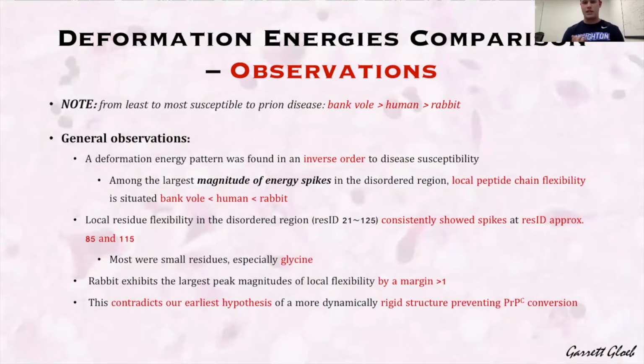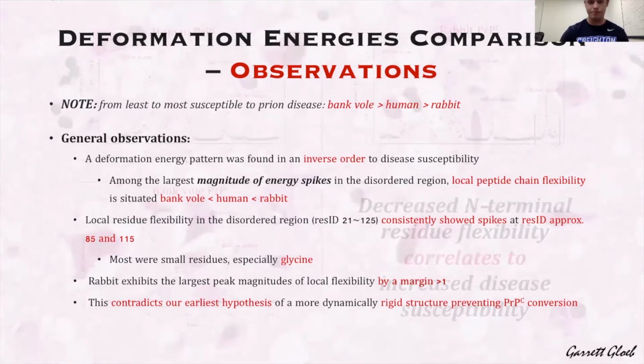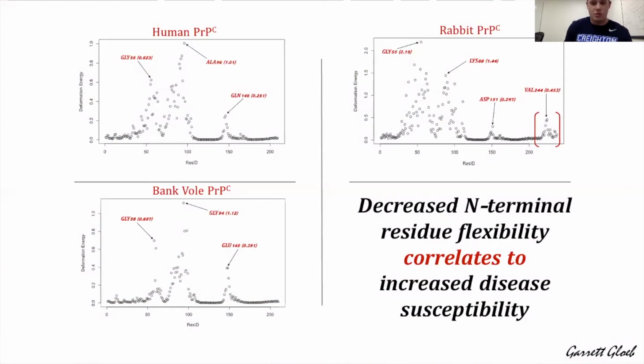We found that the largest magnitude of energy spikes in the disordered region, the N-terminal region, went bankvole, human, rabbit. Most of the residues in these spiked regions actually became glycines, or were glycines, and we noticed specifically in rabbit that it exhibited magnitudes of local flexibility by a margin greater than 1, which contradicts our earlier hypothesis that a more rigid structure would prevent PrPC to PrPSc conversion. So in essence, we found that decreased N-terminal residue flexibility correlates to increased disease susceptibility.